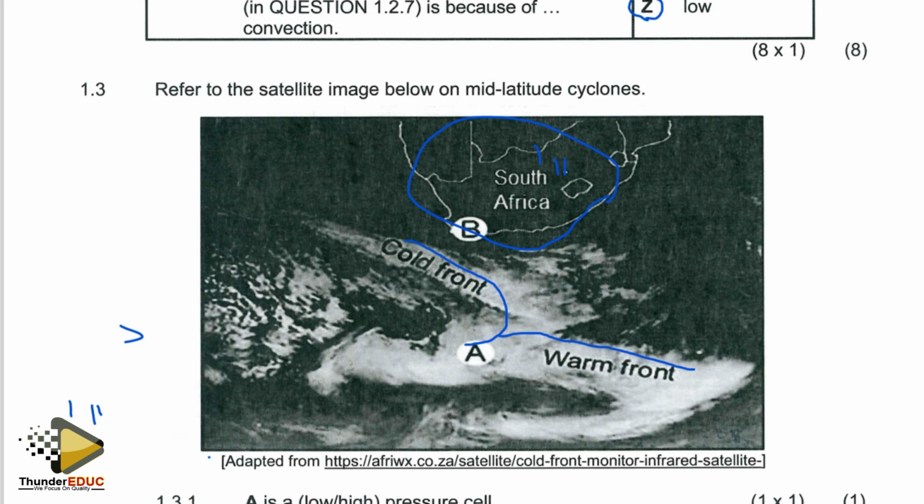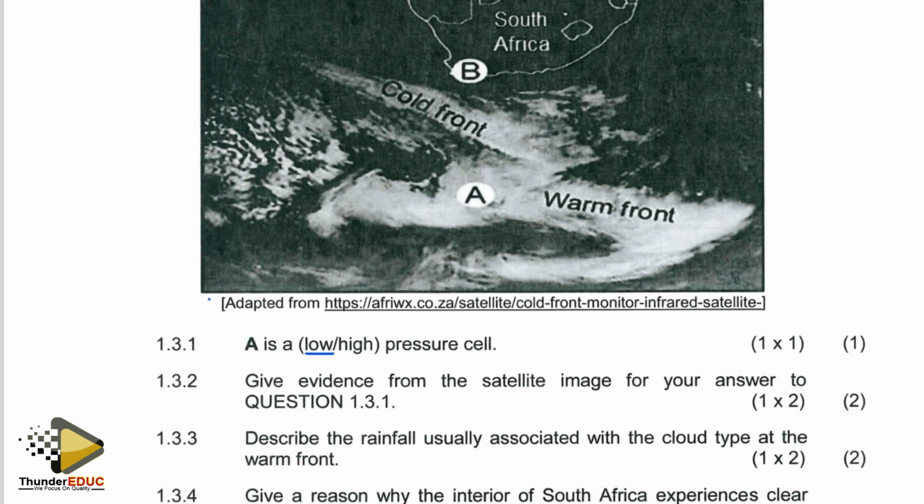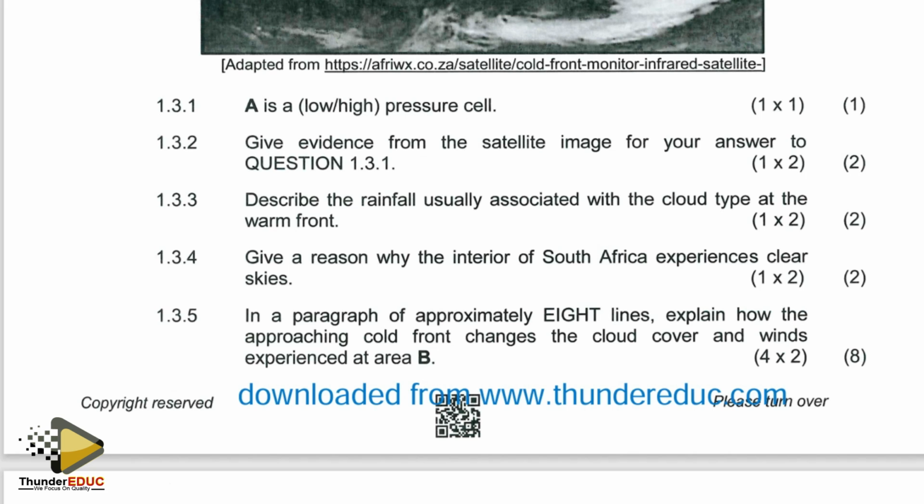So basically, the clear conditions are attributed to the Kalahari high pressure cell, which causes stable conditions over the interior and gives us clear skies. Right. We move on to the next question, which is question number 1.3.5.